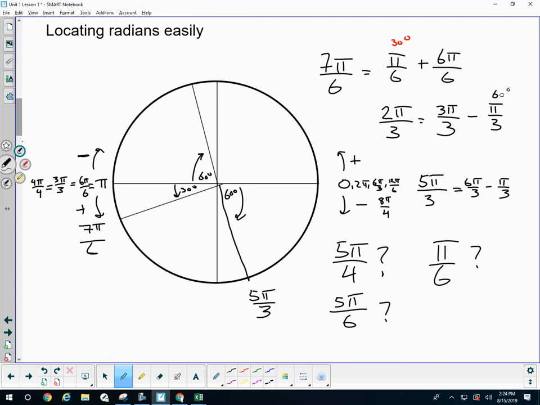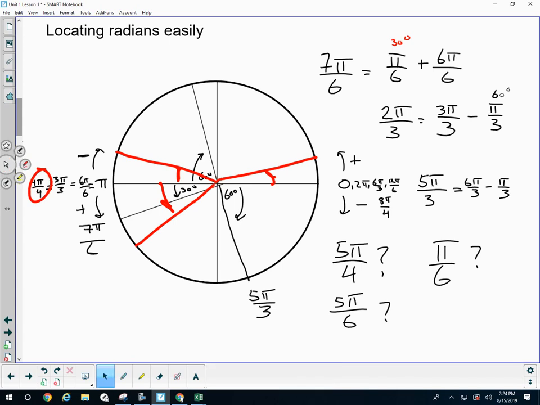You need to be able to say 5 pi over 4. Oh, here's 4 pi over 4. Add a pi over 4. I'm here. Pi over 6. Well, it's just 30 degrees. It's right there. That's an easy one. 5 pi over 6. I know where 6 pi over 6 is. Subtracting would be this way. Adding would be this way. I'm subtracting a pi over 6. I'm placed here. 30 degrees here. 45 degrees here. 30 degrees there. Okay? Questions? Okay.